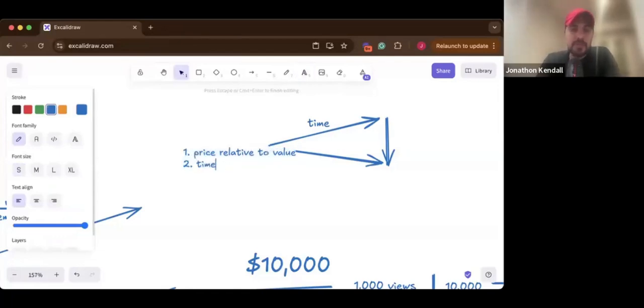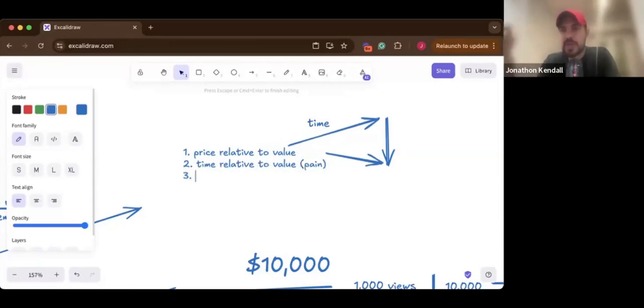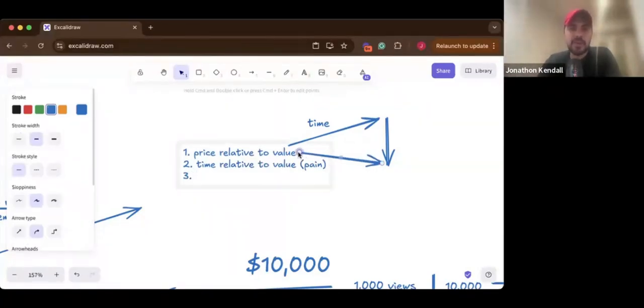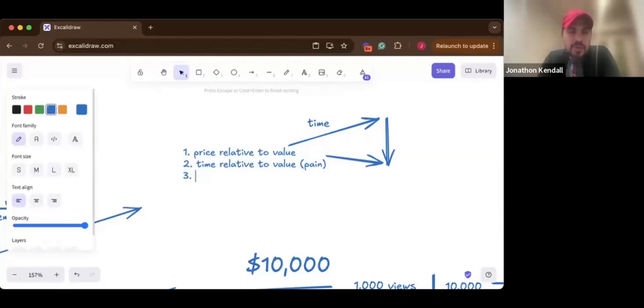The next one is time relative to value, and essentially it's how painful is this going to be? Like Alex Hormozi says, you have to make it easy for people. They may not care about the price, but they think, oh my God, this is going to be a lot of work, or I'm going to have to put this thing together. There are times when I pay way more for something because it's easier to put together, or I like the convenience, right? So people will pay more for the convenience of not having to do anything. Time relative to value is pain.